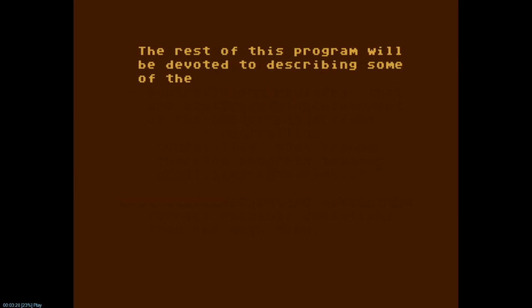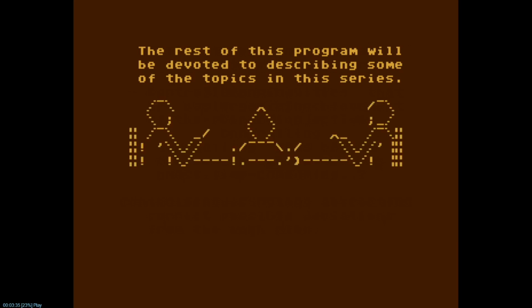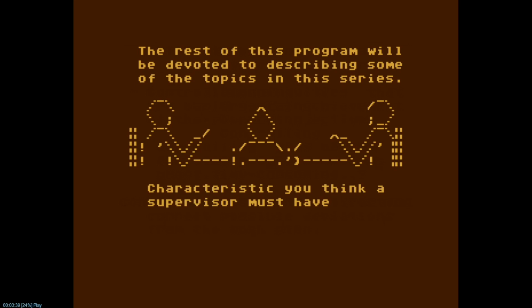The rest of this program will be devoted to describing some of the topics which we'll cover in this series. All of these topics, however, will be built on a knowledge of these basic supervisory functions. For example, which characteristic do you think a supervisor must have if he or she is going to carry out these functions efficiently?